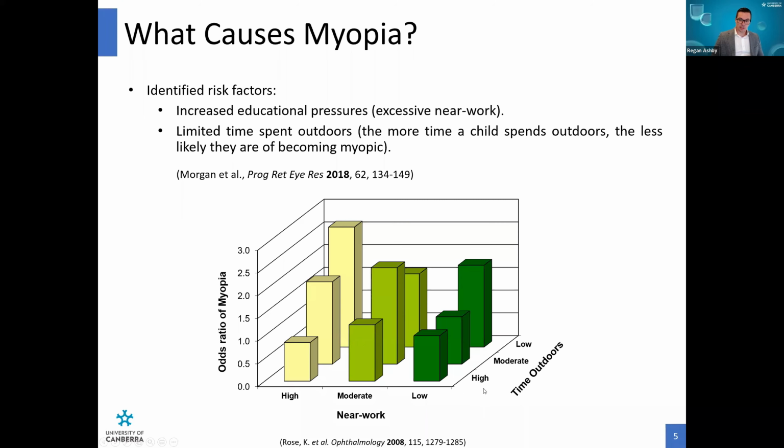But if you spend large amounts of time outdoors, you can see that it negates to some degree how much near work you do. So as long as you spend large amounts of time outdoors during your youth, you will, for the most part, reduce your odds of developing myopia. And this will lead on to why we're using levodopa as a potential treatment.